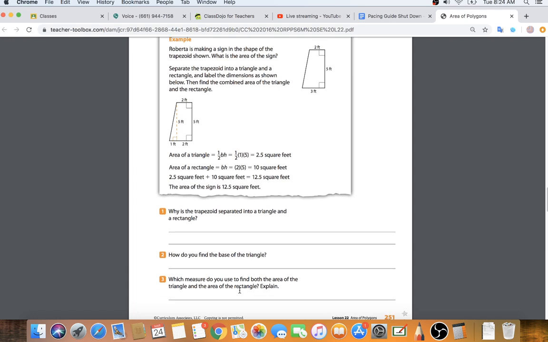I'm not so sure about that question. It's a little bit tricky, but what measure do you use to find? So like measurement, it might be square feet. So you can say that we use square feet to find both areas of the triangle and the rectangle.